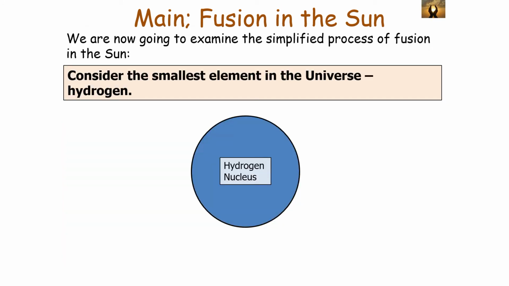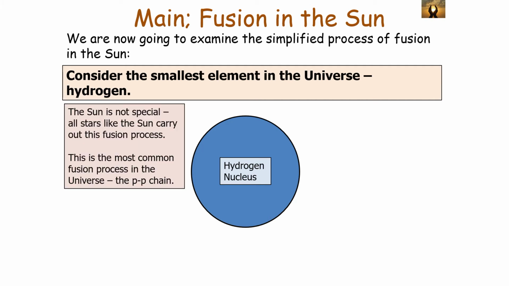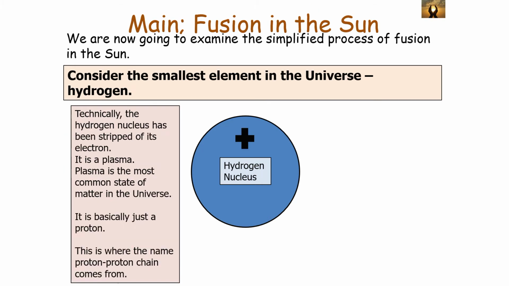Let's consider the smallest element in the universe, hydrogen. Now the Sun is not special. All stars like the Sun carry out this fusion process, which we call in stars the pp chain. Now it's important to note that technically the hydrogen nuclei is stripped of its electron. It's a plasma. Now actually plasma is the most common state of matter in the universe, so at this point the hydrogen nucleus is basically just a proton, which is where the name proton-proton chain comes from.